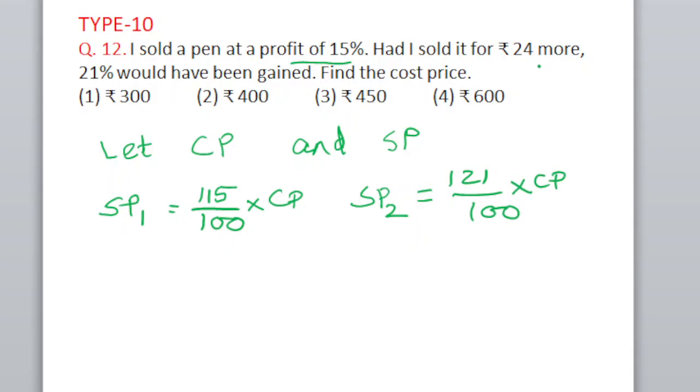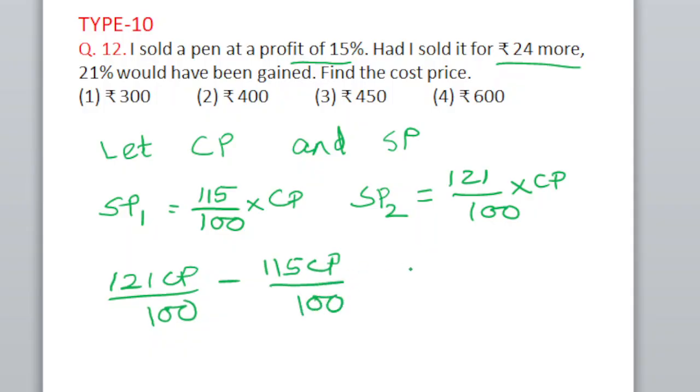and it is given that there is a difference of 24 rupees. That means 121 CP by 100 minus 115 CP by 100 is equal to 24. So here this implies 6 CP by 100 is equal to 24.